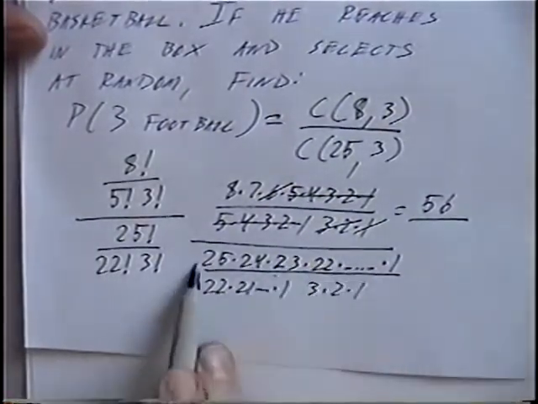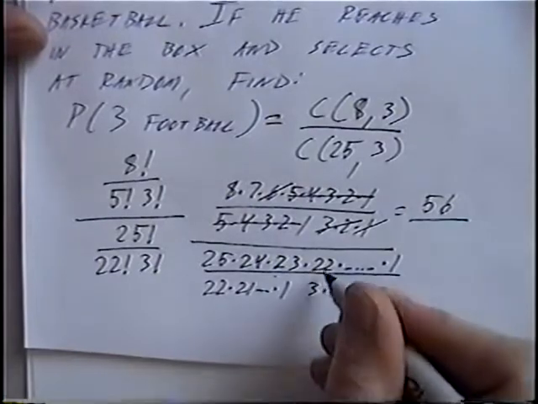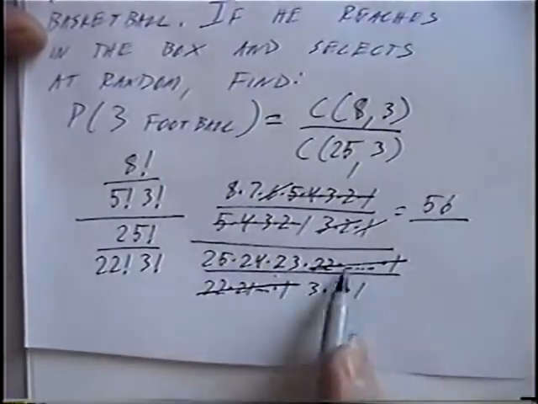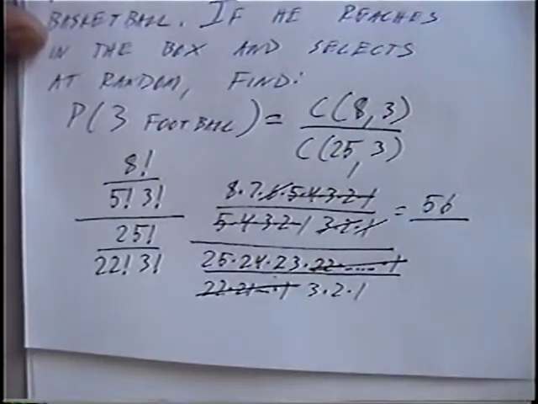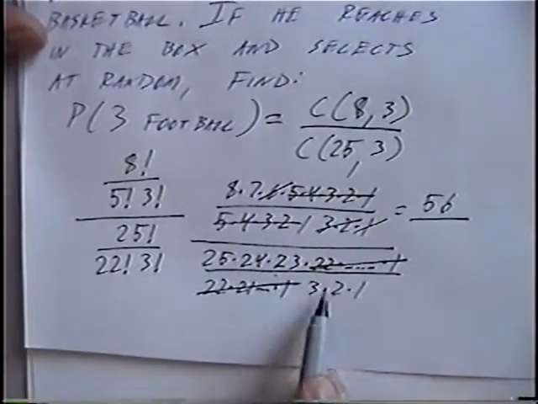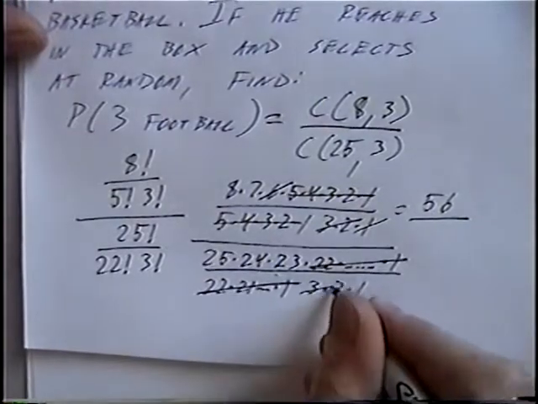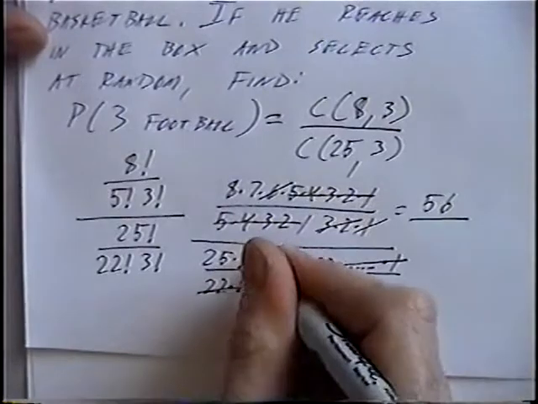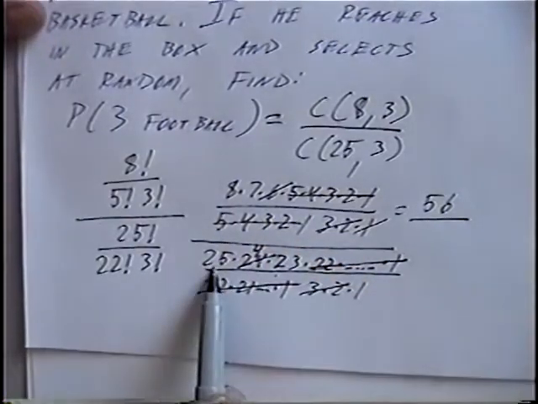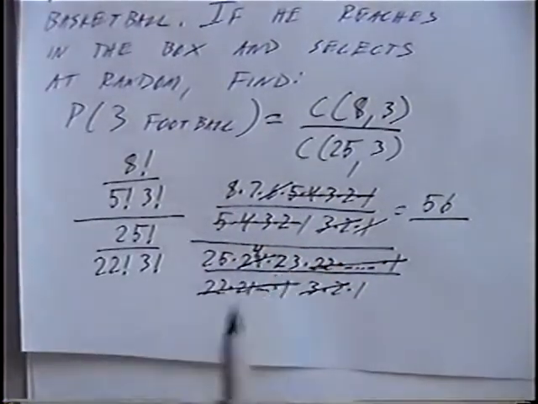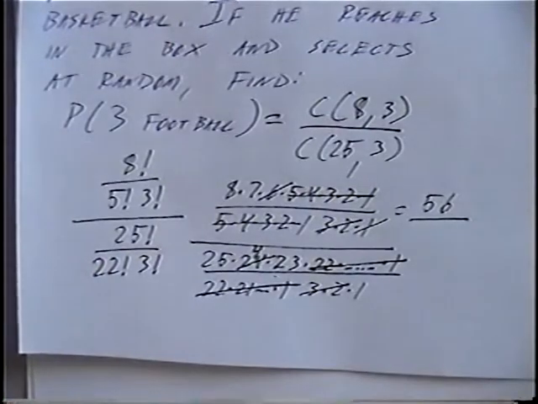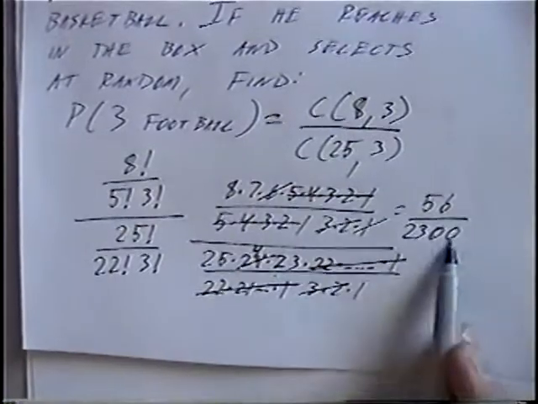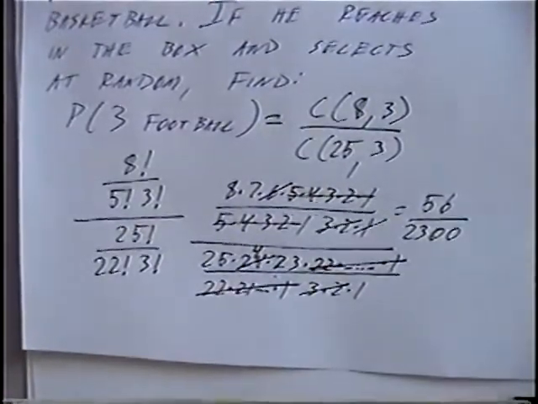For the denominator part of the fraction, we have 22 to 1 on the top of the fraction and 22 to 1 on the denominator of that fraction, so those will cancel. We have 3 times 2, which would be 6, so if we divide by 6, this 24 we can divide by 6 and we'll be left with a 4. So we'll have 25 times 4 times 23. If you multiply those out, that comes out to 2300, which is how many possible ways you can pick out 3 cards from this box.